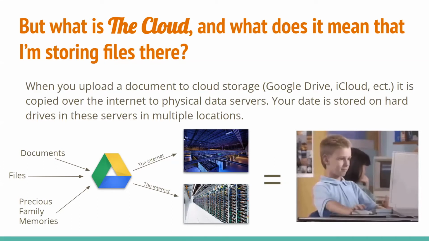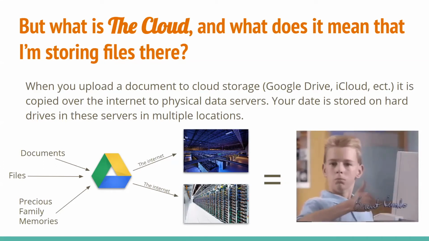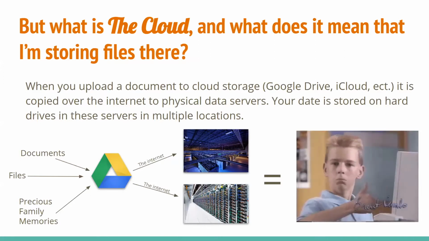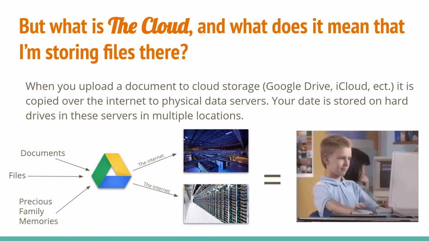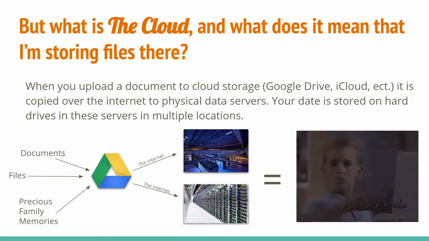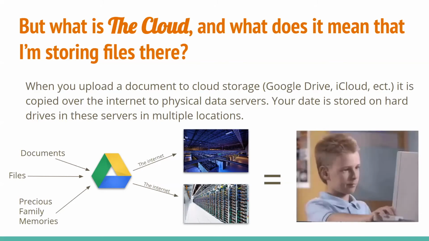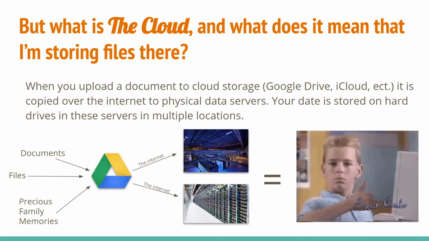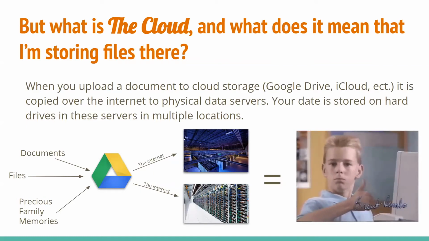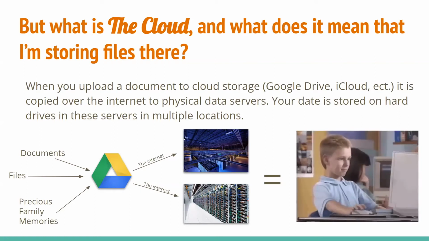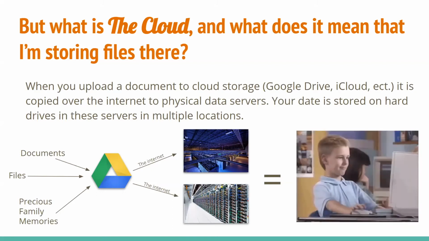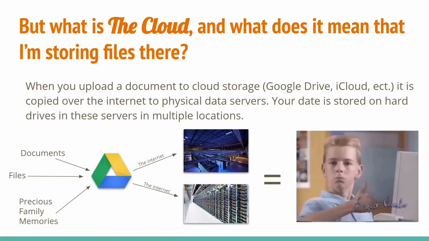So when you upload a document to the cloud, it is copied over the internet to physical data servers, and then is stored on hard drives in these servers in multiple locations. So the idea is that you upload a document to your Google Drive, and then the drive is going to copy that using the internet onto a physical data server, and not just one, but multiple, so that your information is secure if one of those data farms goes down.